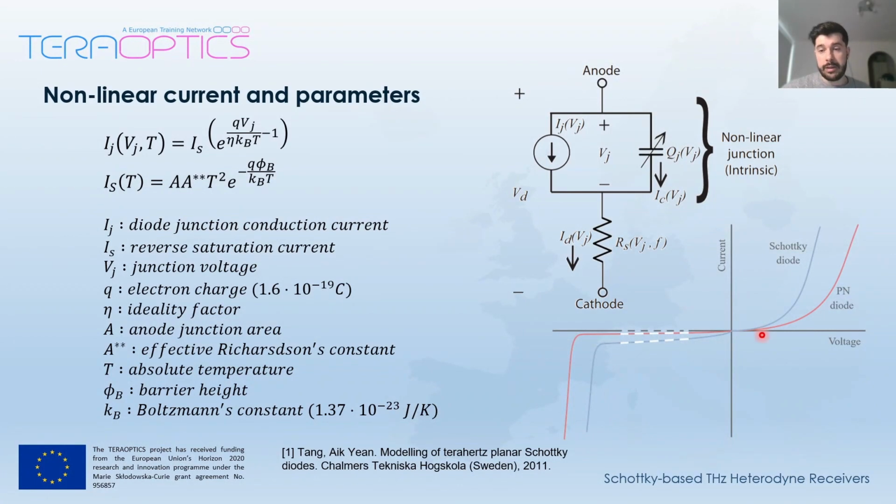This is a representation of the resulting IV curve of the Schottky diode. And for comparison, we also have the curve for the PN diode.